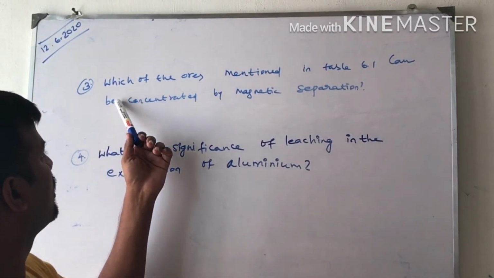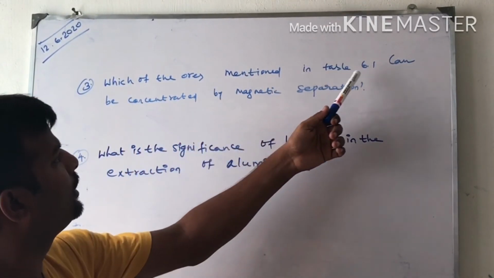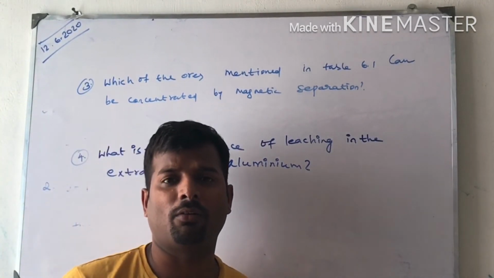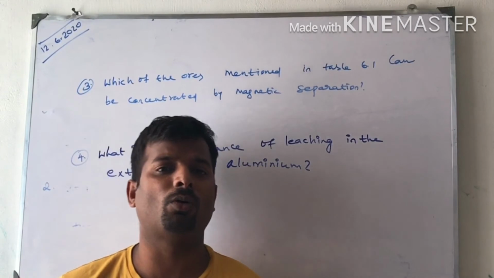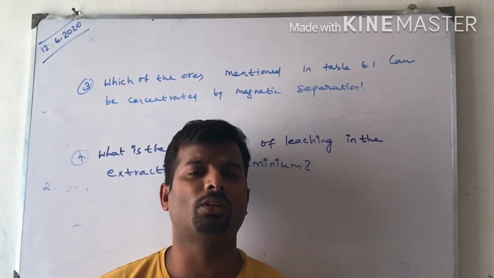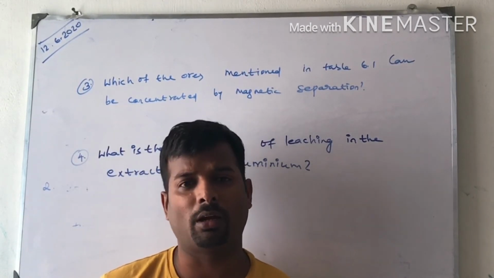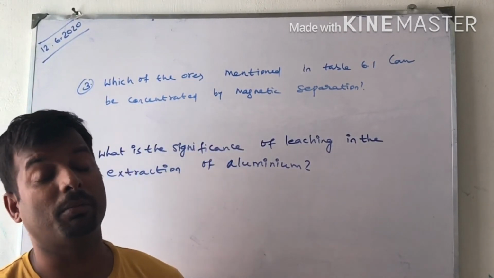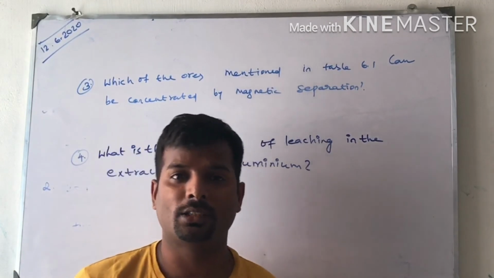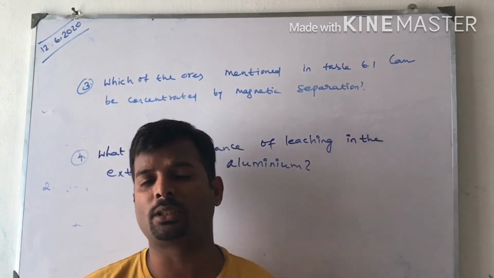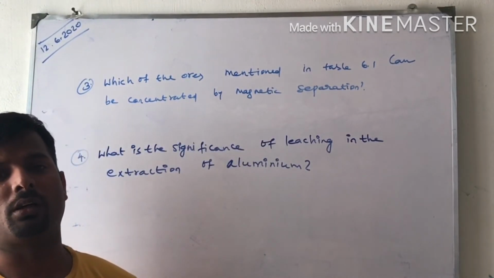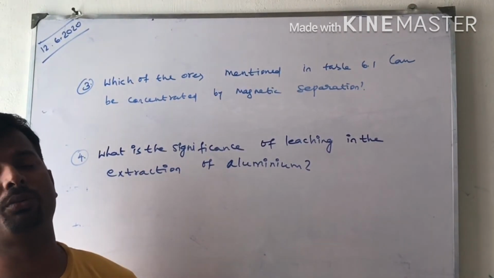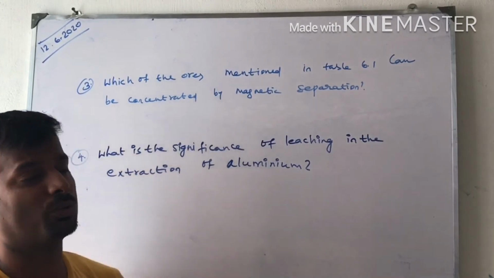Here, students, the third question: which of the ores mentioned in table 6.1 can be concentrated by magnetic separation? We have already discussed the ores: copper ores, iron ores, zinc ores, aluminum ores. We saw them in the first page, the introduction class. They are asking which are the ores used in the magnetic separation method. One thing is that iron compounds are strongly attracted towards a magnet. So we have to write iron and its ores.